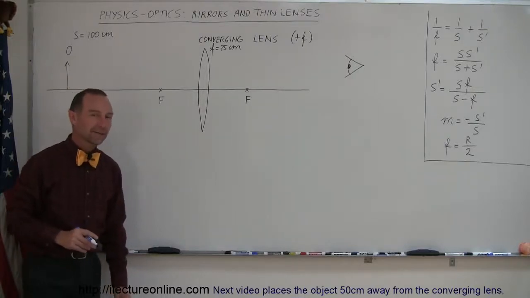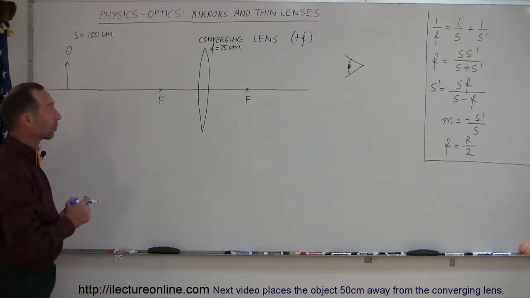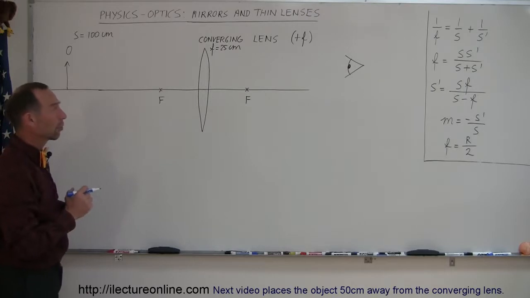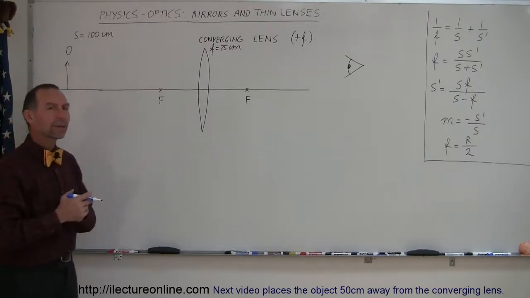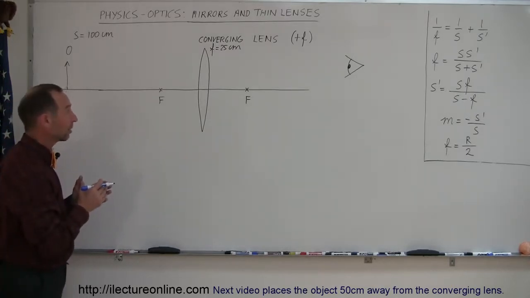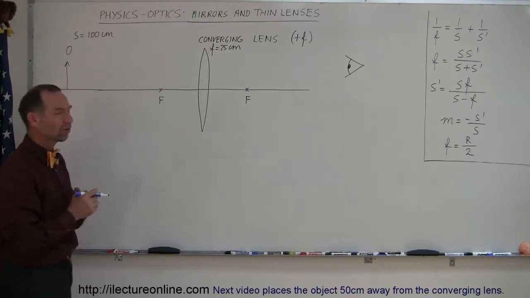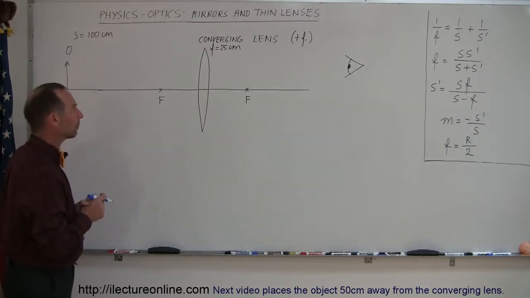Welcome to our lecture online. The next several examples are going to be about what we call thin lenses. There's a reason why we call them thin lenses: if they're thick, then the equation becomes quite a bit more complicated. So to simplify things, we just talk about thin lenses, which is typically the kind of lenses we're dealing with in optics.